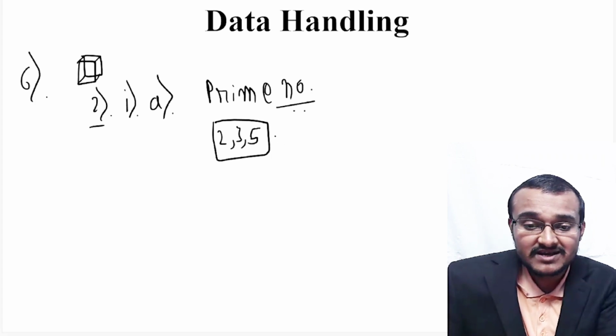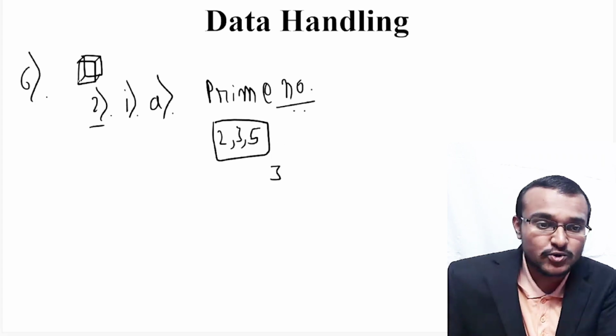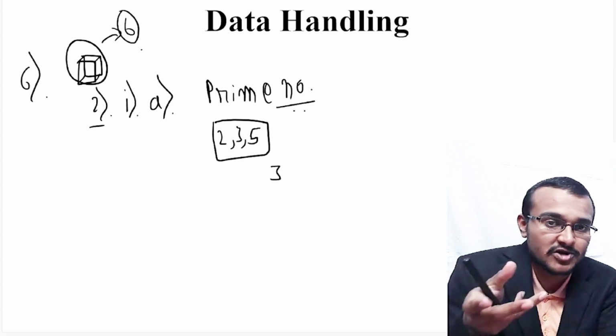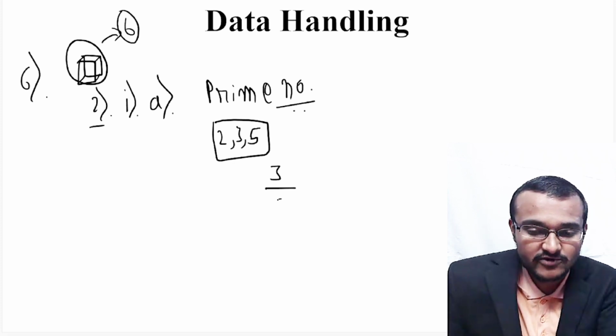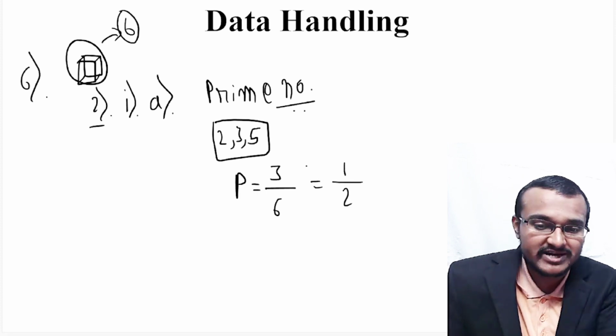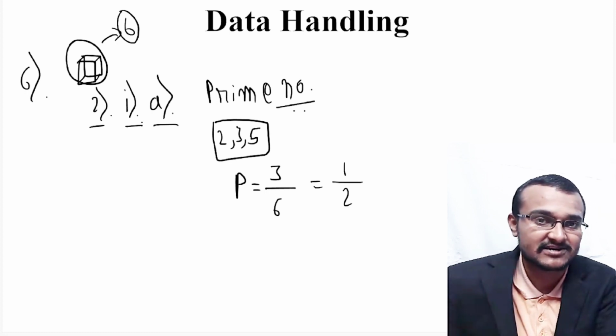So that means 3 possible outcomes are there, and total outcomes when you roll this particular die is 6, because you can get 6 outcomes in total when you roll a die. So that will go in the denominator. So the probability for this will be 3 by 6. So 3 by 6 will be 1 by 2. So 1 by 2 is the answer for question A.